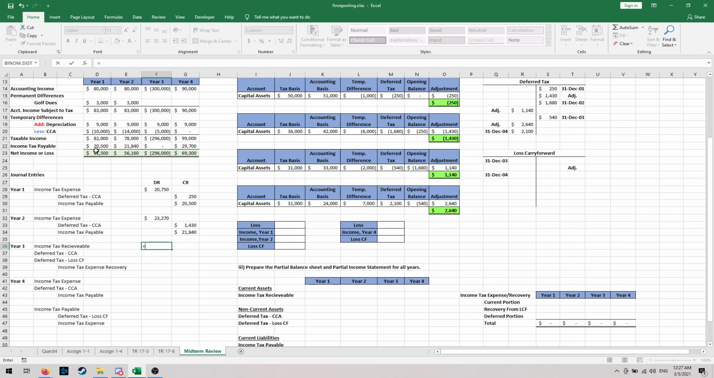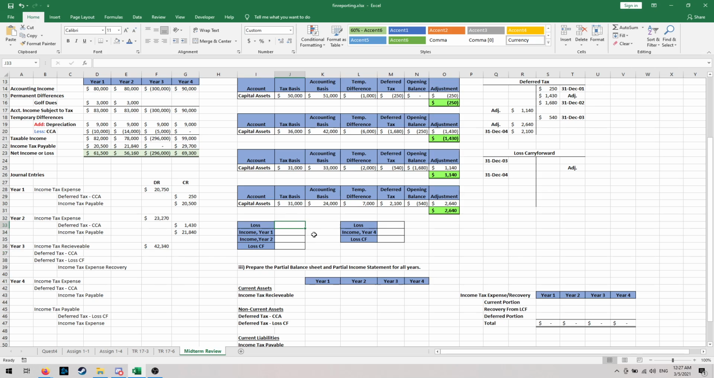So we're going to recover the full amount of income tax we paid. In this case, $20,500 plus $21,840. And we're going to recover $42,340 in income tax. And we need to see now how much loss we have left over to carry forward. And I've sort of set up these cells here to facilitate that.